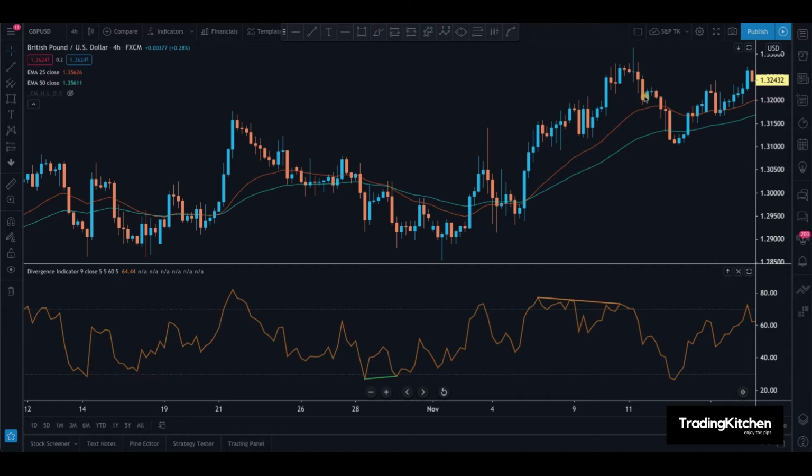Nevertheless, divergences are very useful and still represent a valid alternative among all indicators. Also because they are not a real indicator. They are a way to read the indicator. Divergence can be applied to any indicator: RSI, stochastic, CCI.